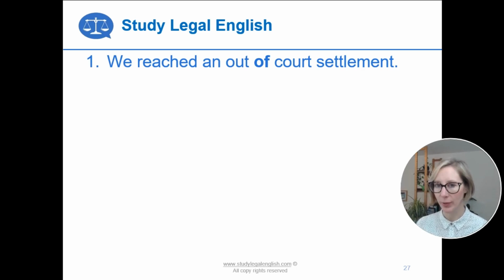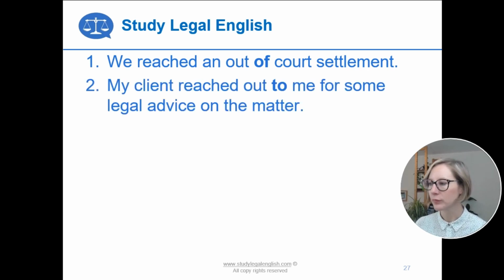So of is the correct preposition. You also needed to take out outside of the court. Okay, we don't use side and we don't use the. You just say an out of court settlement. Okay, number 2. My client reached out to me for some legal advice on the matter. To reach out to someone.